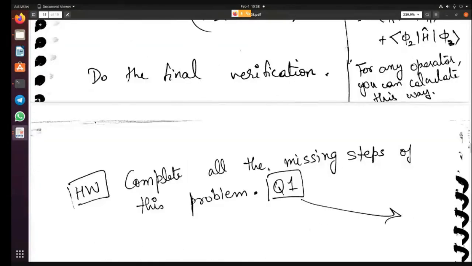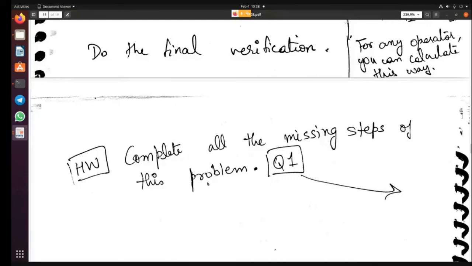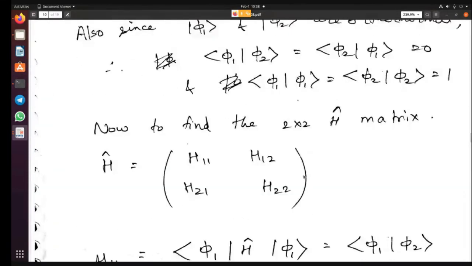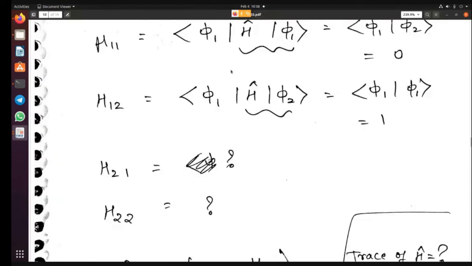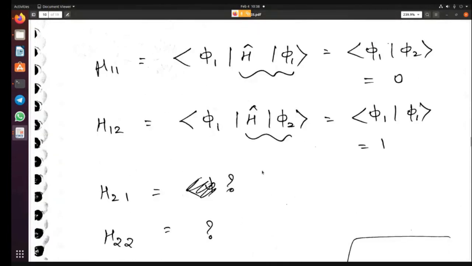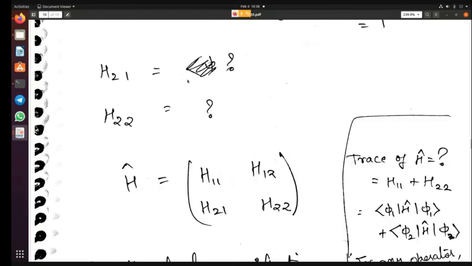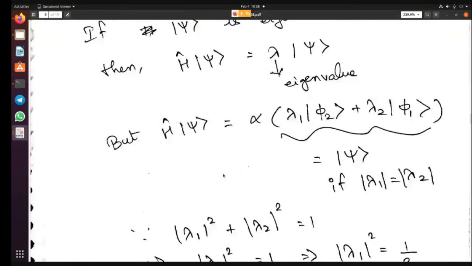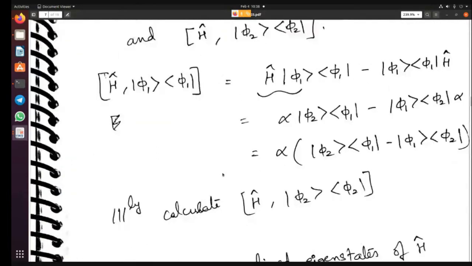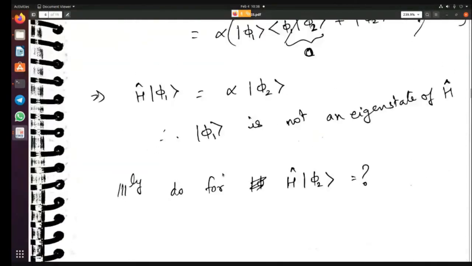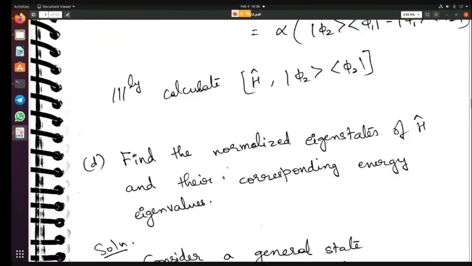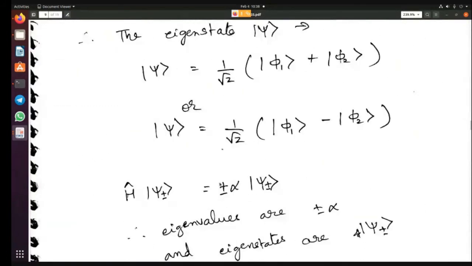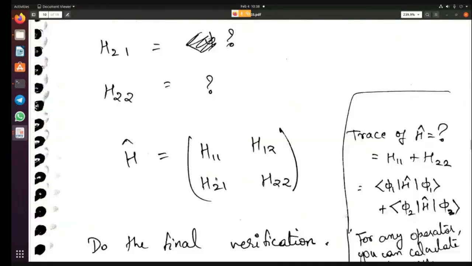Your homework is to complete all the missing steps of question number 1. I have only done a few things. I want you to complete whatever is remaining, write down the full problem, complete the missing parts, and write down the solution for the full problem. This is your homework for this question.